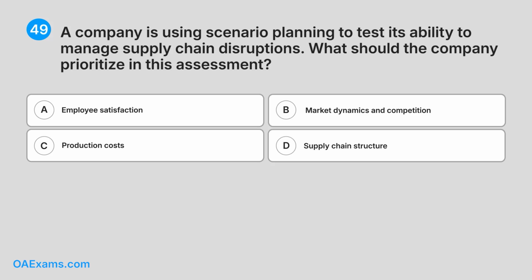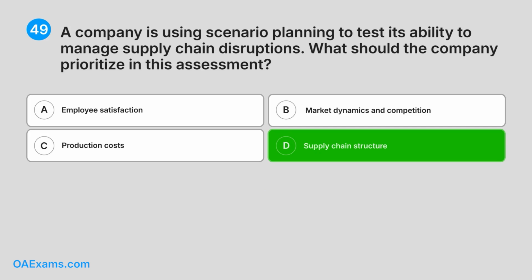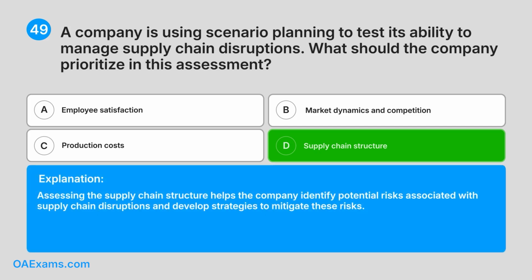49. A company is using scenario planning to test its ability to manage supply chain disruptions. What should the company prioritize in this assessment? A. Employee satisfaction. B. Market dynamics and competition. C. Production costs. D. Supply chain structure. Can you guess the answer? Correct answer. D. Supply chain structure. Explanation. Assessing the supply chain structure helps the company identify potential risks associated with supply chain disruptions and develop strategies to mitigate these risks.